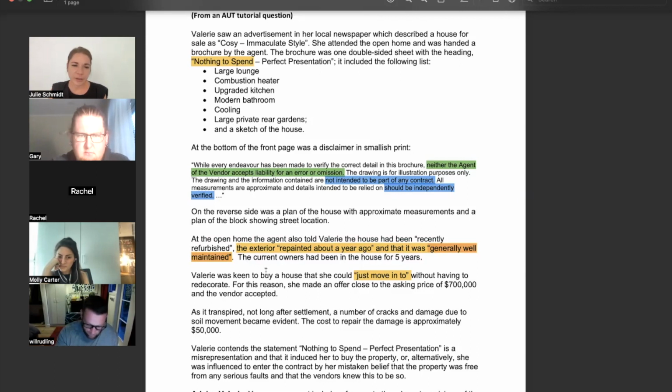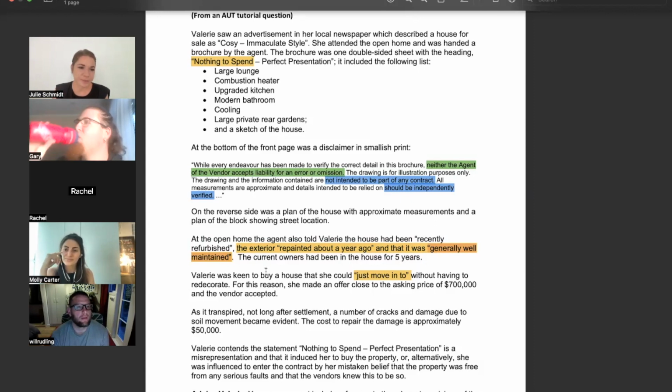I don't know if she could argue opinion here, because this is an agent who has a lot of knowledge about the house, and then she's saying it's well maintained. I think it's coming across as a statement of fact. If it were an opinion, it would be like, oh geez, did you watch the cricket? I think that New Zealand's team is terrible. That's obviously an opinion.